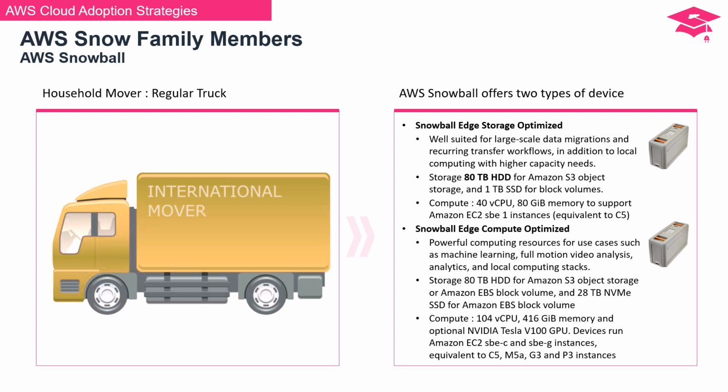On the other hand, we have the Snowball Edge Compute Optimized. Tailored for robust computing applications like machine learning, full-motion video analysis, analytics, and local computing stacks. It offers 80 TB HDD for Amazon S3 object storage or Amazon EBS block volume, along with 28 TB SSD for Amazon EBS block volume.